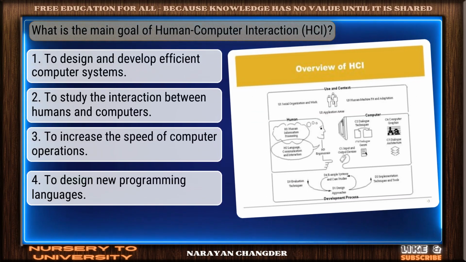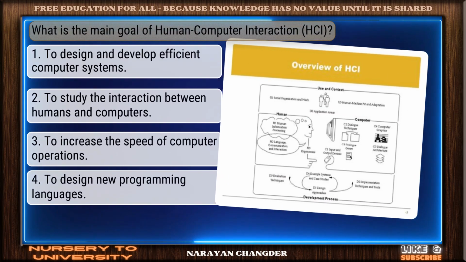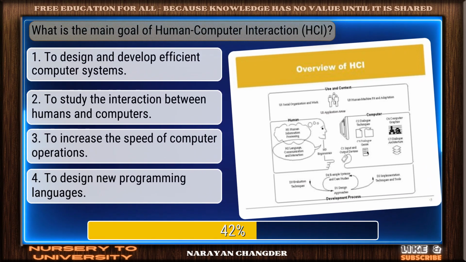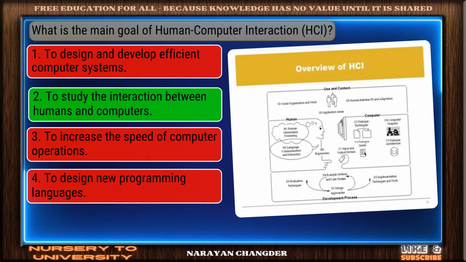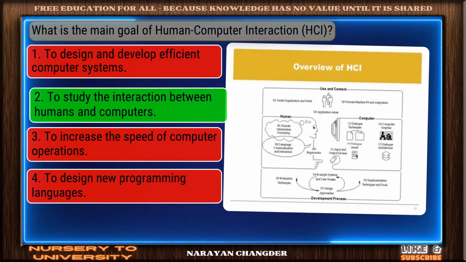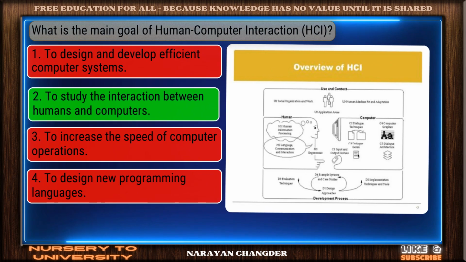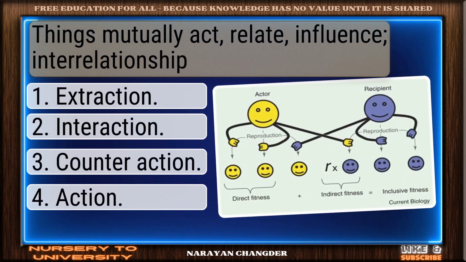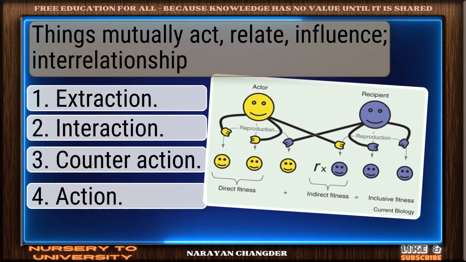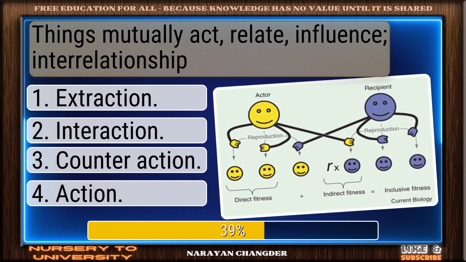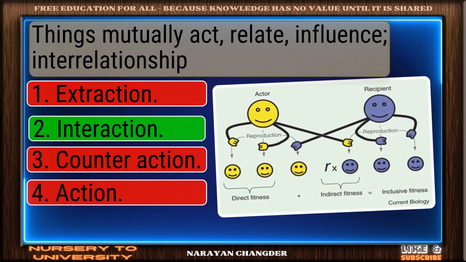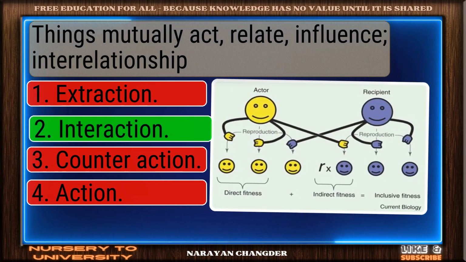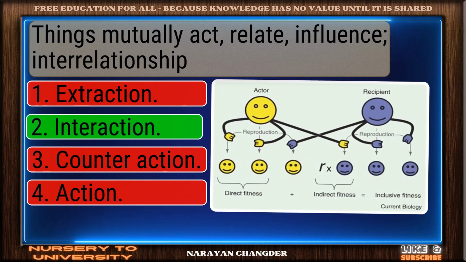Question number 35. What is the main goal of human-computer interaction? Correct. To study the interaction between humans and computers is the right answer. Question number 36. Things mutually act, relate, influence, interrelationship. Smart move. Interaction is an accurate answer.